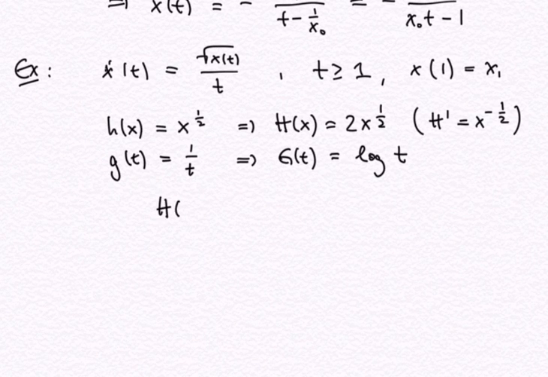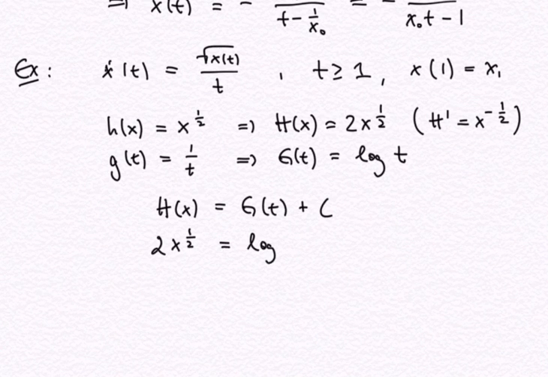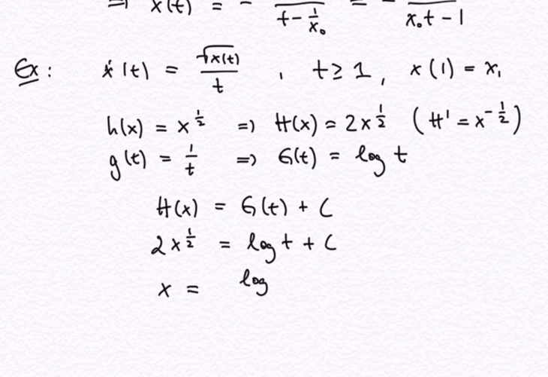Separability says capital H of x is equal to capital G of t plus a constant. And so we get that 2x to the 1/2 equals log t plus constant. In these cases we're always lucky that we can easily find the inverse mapping to capital H. So we do this here. If we isolate x on the left-hand side, we get log t plus constant divided by 2 and the whole thing squared.